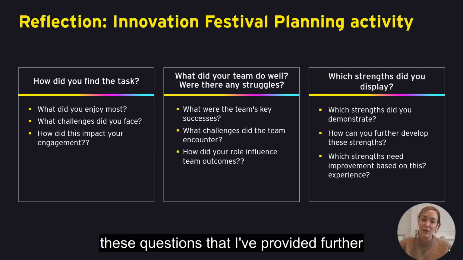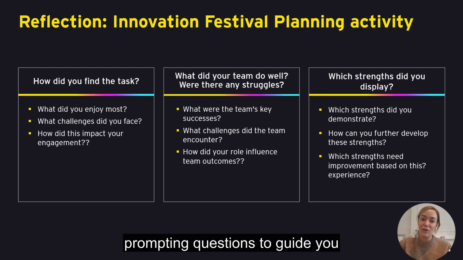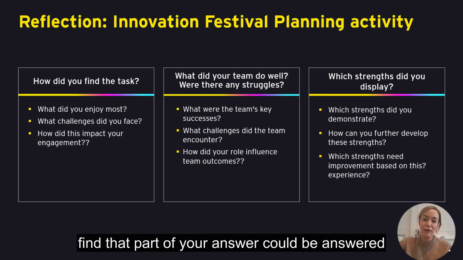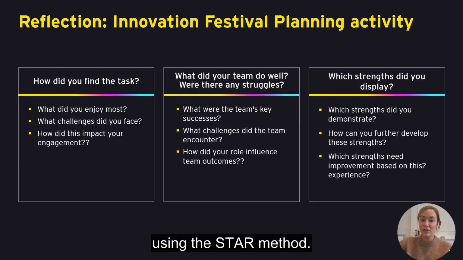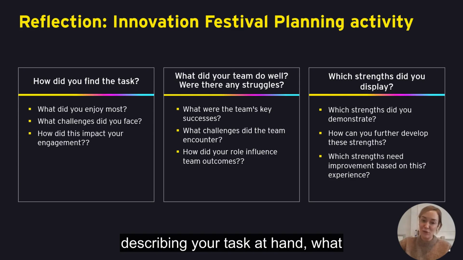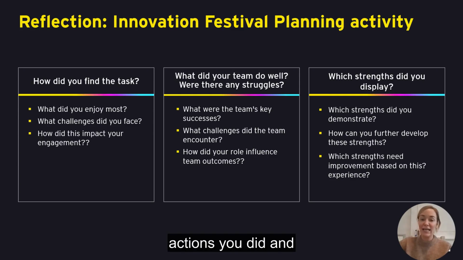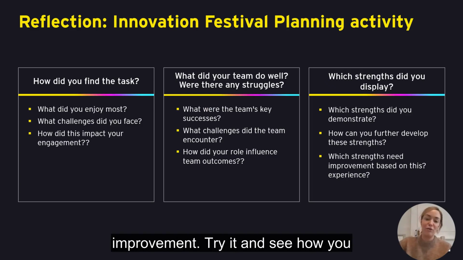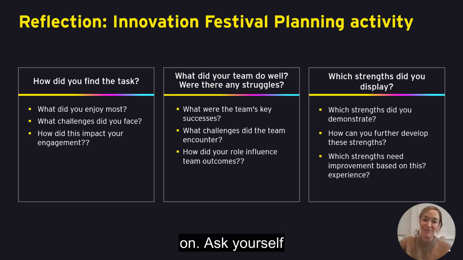Work your way through these questions that I've provided, with further prompting questions to guide you to provide more detailed thinking. You may find that part of your answer could be answered using the STAR method, articulating a situation, describing your task at hand, what actions you did and what your team made, and what was the result, and then what would you do to improve and how might you plan for your improvement. Try it and see how you get on.